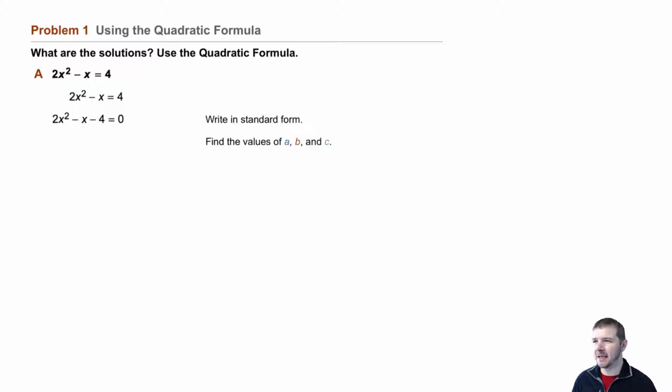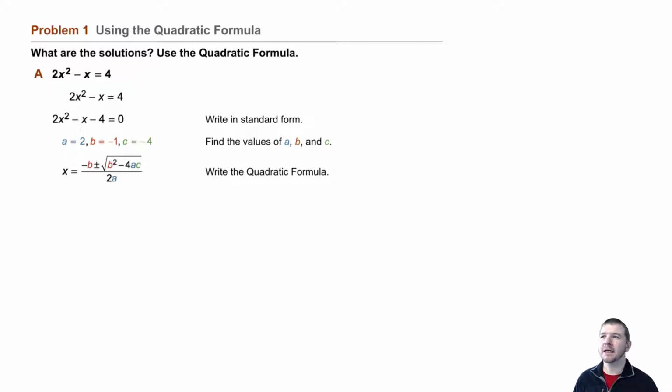Now we can identify a, b, and c. A being the coefficient of the quadratic term, 2, b the coefficient of the linear term, negative 1, and c the constant, negative 4. Now we'll write the quadratic formula. Recall that's x equals negative b plus or minus the square root of b squared minus 4ac all over 2a. And we'll substitute our values of a, b, and c. So this is the negative of negative 1 plus or minus the square root of negative 1 squared minus 4 times 2 times negative 4 all over 2 times 2.